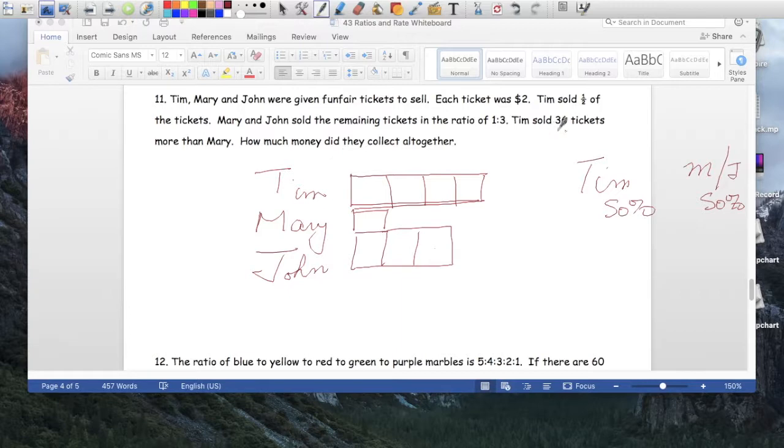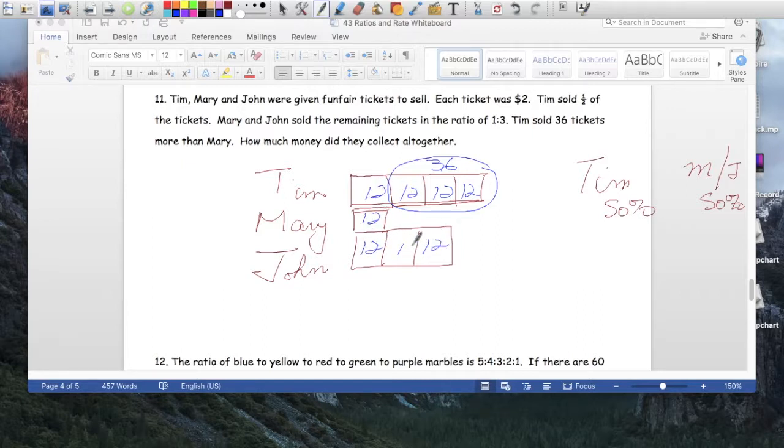It says that Tim sold 36 more than Mary. Well, obviously Tim sold more than Mary if you compare. The number of boxes is 4 to 1. So compared to Mary, he sold 3 more boxes, and those 3 boxes are represented by the number 36. 36 divided by these 3 boxes, the number would be 12. So it means that everything would be a 12.